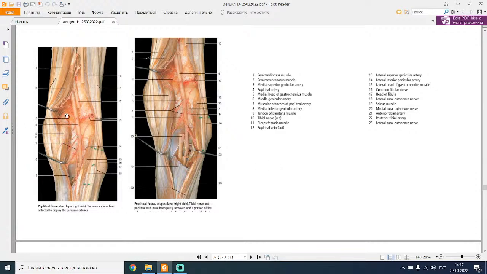Now what you see, this is medial superior genicular artery. Genicular artery. Arteria medialis, this is lateralis.